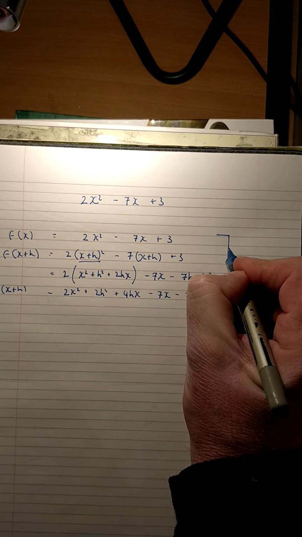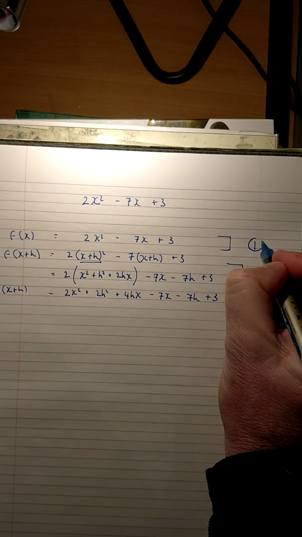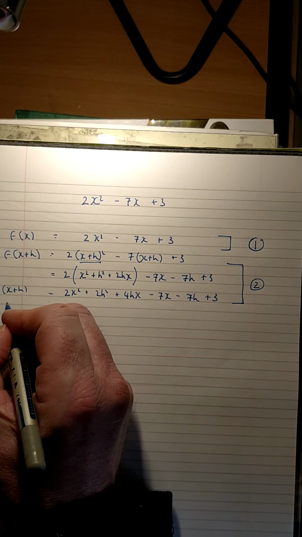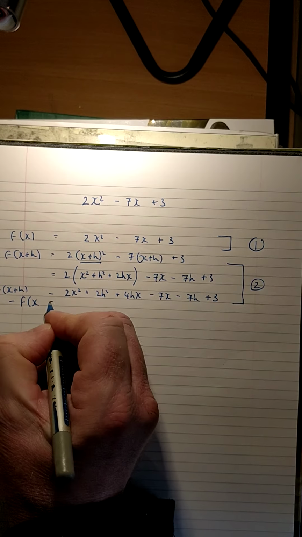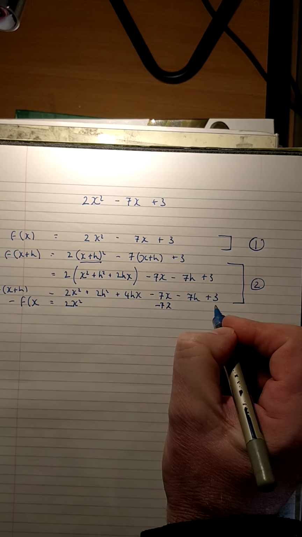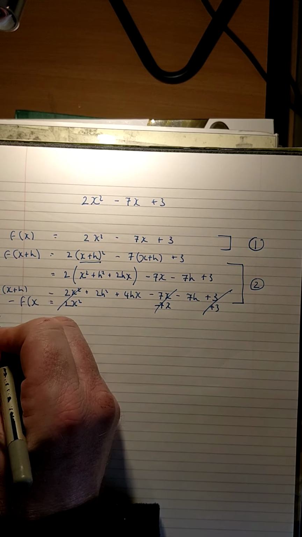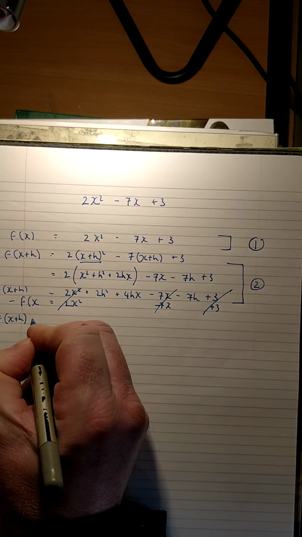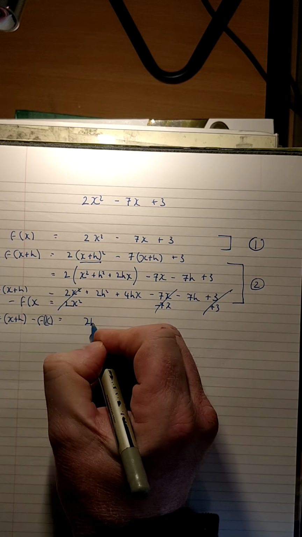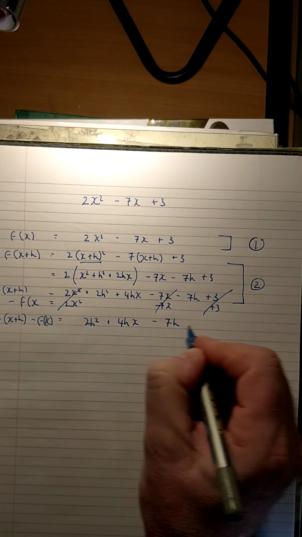So step 1 was writing f of x, step 2 is f of x plus h, step 3 is subtract them. So we're now going to subtract f of x, and straight underneath again, the terms from f of x. There you go, and they will always cancel. So you're left with f of x plus h minus f of x equals 2h squared plus 4hx minus 7h. And once again at this stage, there should be h's everywhere.